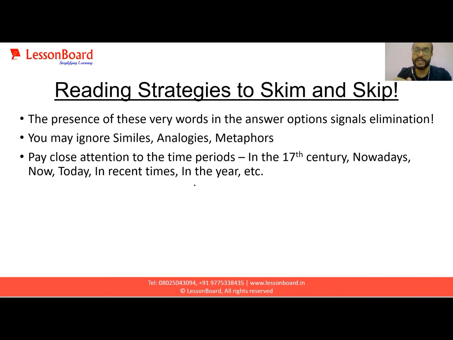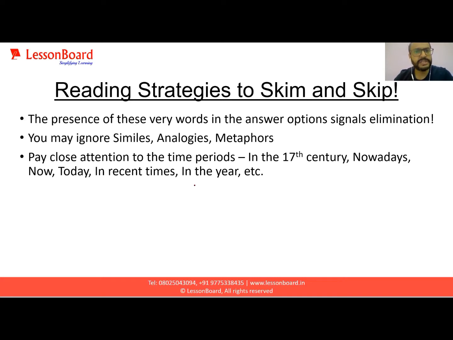Now it is this. Earlier people believed this. Now studies have shown this. So then and now, these kinds of time comparisons are very crucial, so you know exactly what the author is trying to do, or what he is trying to say.